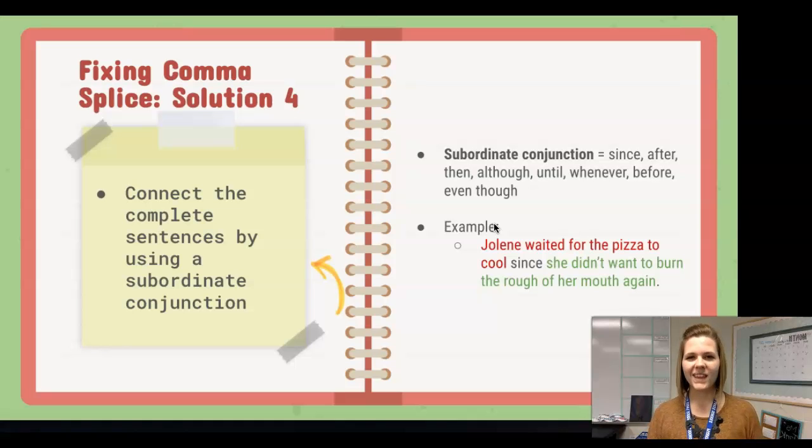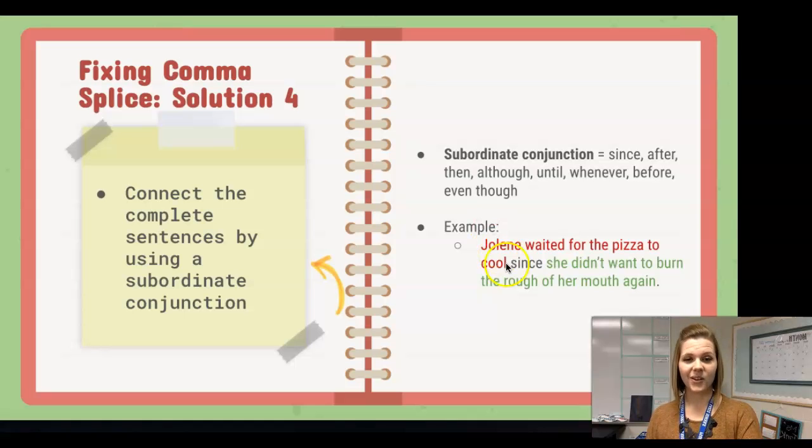And the 4th way that we can fix a comma splice is to connect those complete sentences together by using a subordinate conjunction. Subordinate conjunctions are words like since, after, then, although, until, whenever, before, even though. So I can use any of those subordinate conjunctions to combine our sentences together.